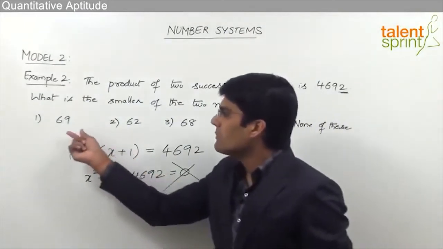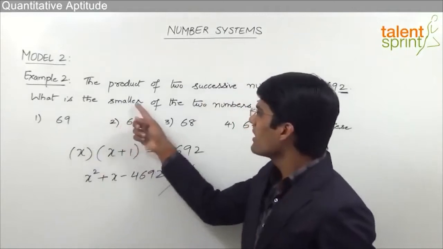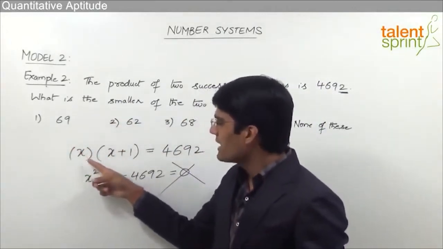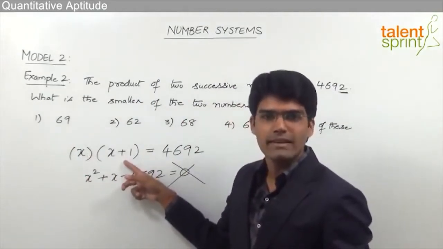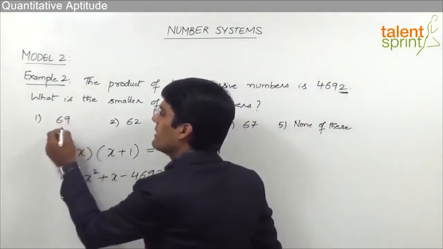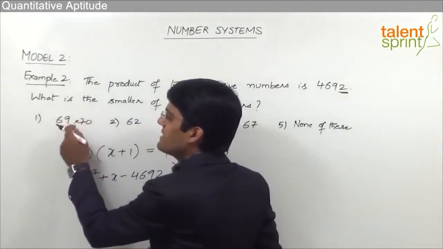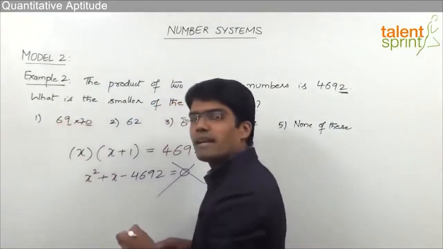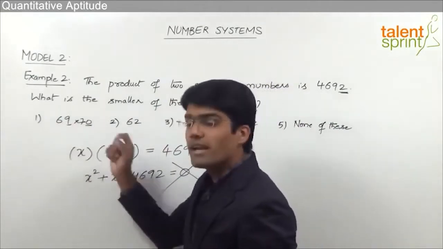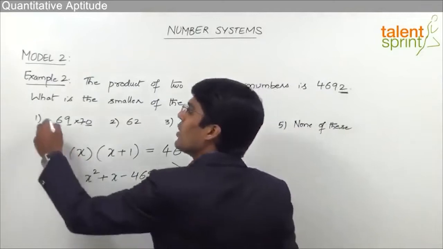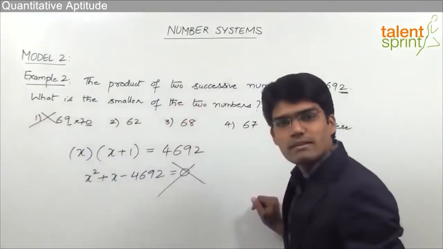Now if we take option number 1 to be correct, that means the smaller number is 69. Very clearly, if the smaller number is 69, the larger number will be 69 plus 1, that is 70. And 69 into 70, that means one number ends in 9, the other number ends in 0. We know that their product will end with 0, but the given product here ends with 2. So very clearly option number 1 cannot be the answer.